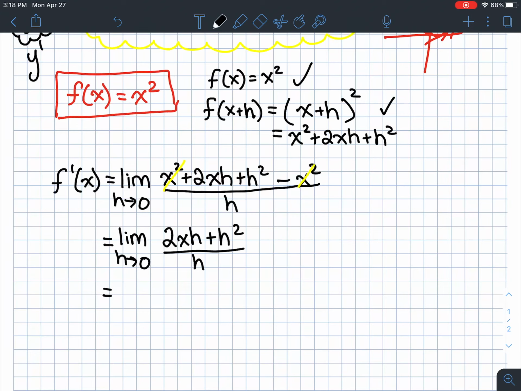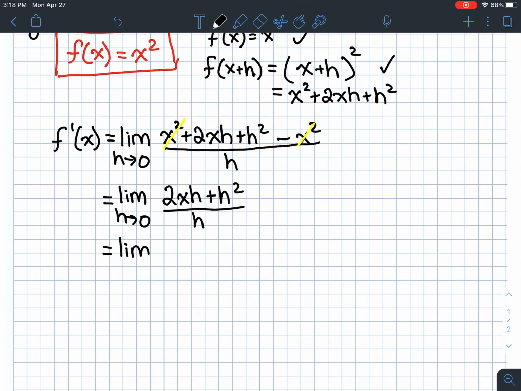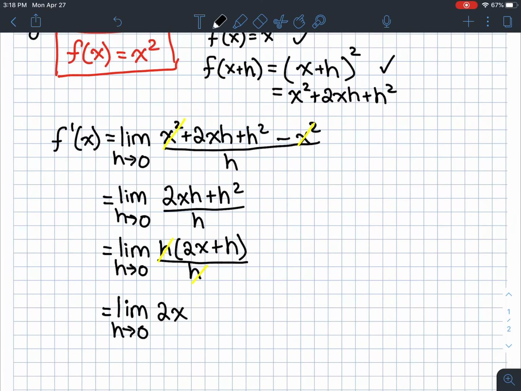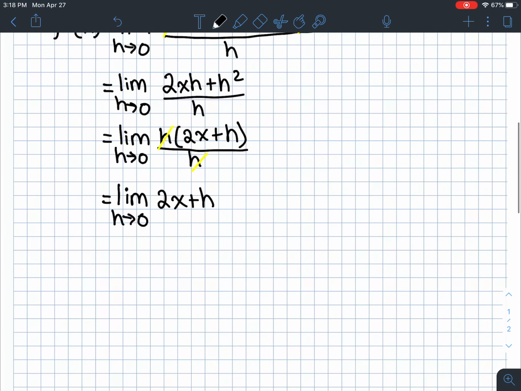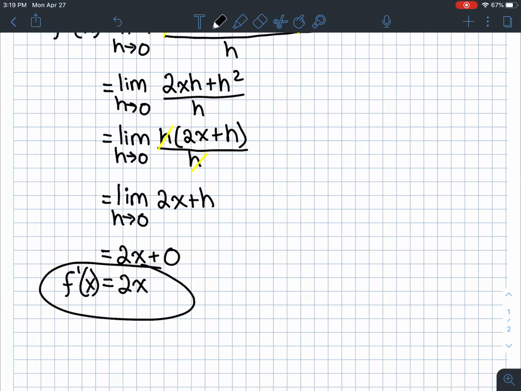Now I'm noticing a whole bunch of h's. So I think I'm going to factor them out, and then I can simplify this expression. I'm going to factor out an h, so I have h times 2x plus h, divided by h. Now that I've factored them out, I can cancel out these h's. And I'm left with the limit as h goes to 0 of 2x plus h. Now I'm going to sub in 0 for h, which means I don't write that limit anymore. Now I just actually sub in 0 for h. And I am left with 2x, which means the derivative of x squared is 2x.